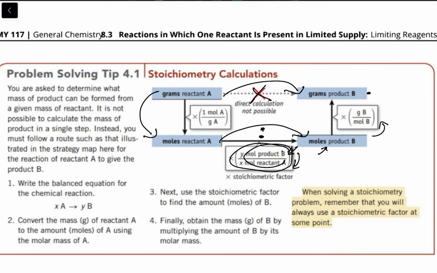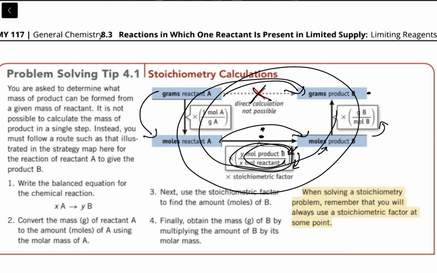So that was the idea of this example, just to remind you of these basic things. You cannot move directly from grams to grams. It's always grams to mole ratio to mole, and then moles to gram again. So it's this iterative process. That's very important.